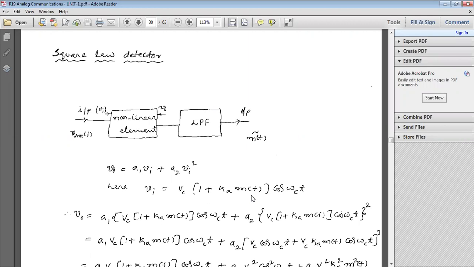First, note down that voltage. Now calculate V naught. What is the V naught voltage at the output of the nonlinear element? So this is V naught.